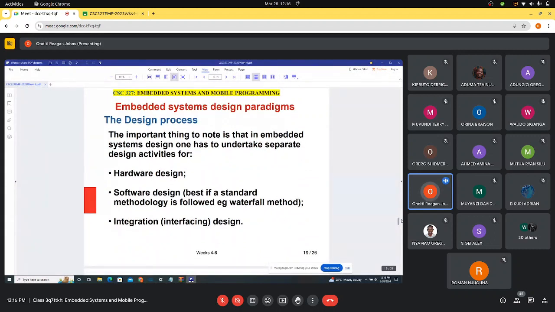So the important thing to note is that in embedded system design, one has to understand the separate design activity for hardware design and for software design. It is best if a standard methodology is followed, e.g. the waterfall method and so on. So integration and interfacing the design: how do you interface the software and the hardware from your design?